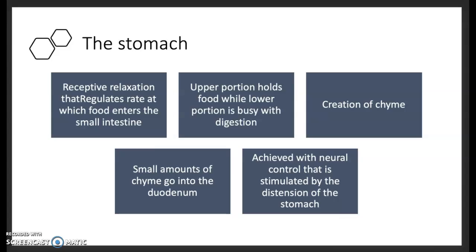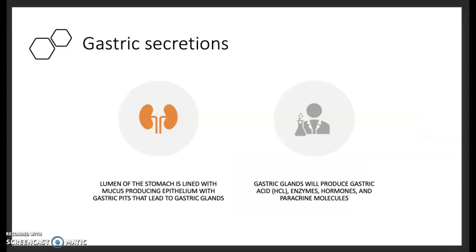In the distal half of the stomach, there are peristaltic waves, which is just the muscles of the stomach contracting. They push food towards the pylorus. It mixes with acid and other digestive enzymes, and so you get the creation of chyme, which is digested food. Small amounts of chyme go into the duodenum, which is the next part of the digestive tract. All of this is achieved with neural control and is stimulated just by the distension of the stomach.